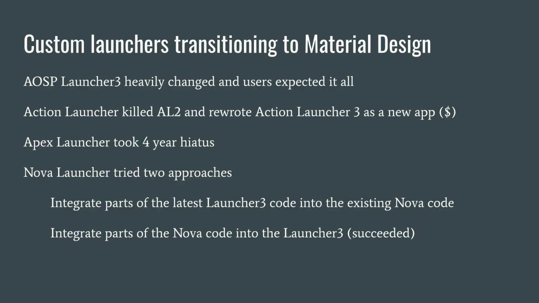So Action Launcher, they were first to really establish themselves on Lollipop. Chris Lacey killed off Action Launcher 2, which was based on Jelly Bean, and then he released Action Launcher 3 as a new app. It was a good launcher, but this upset a lot of users because they had to pay for it again. And he'd been working on it for years. It's reasonable to charge for upgrades, but it upsets people. Apex Launcher released some updates, but basically they took off 4 years. They just recently came back and started working on the Launcher 3 code base.